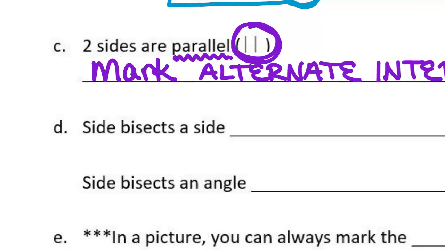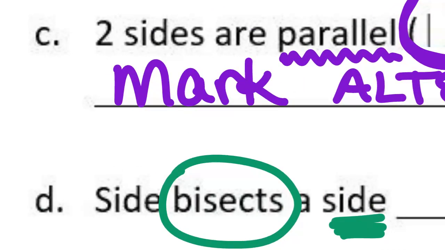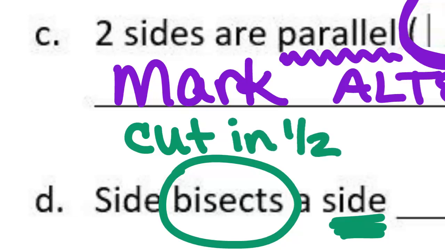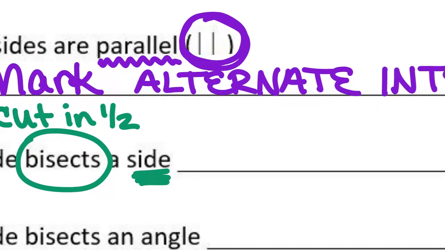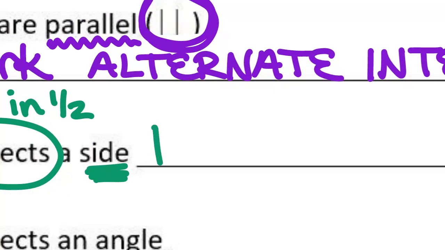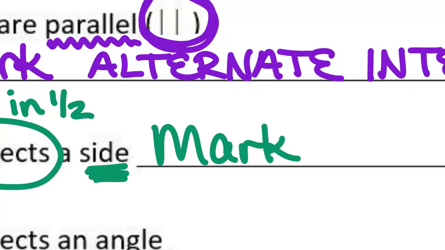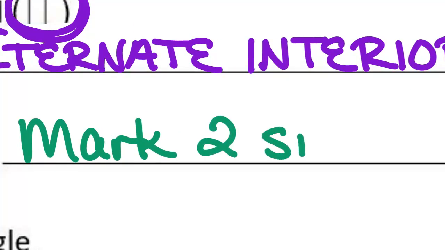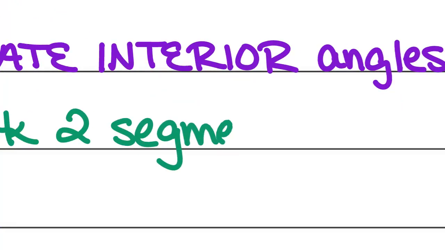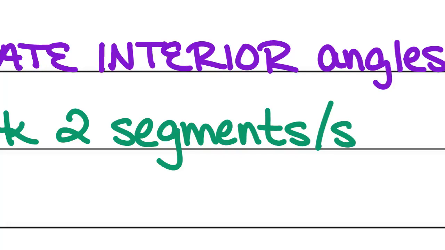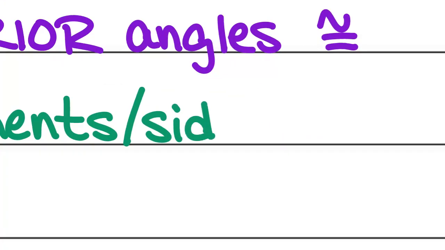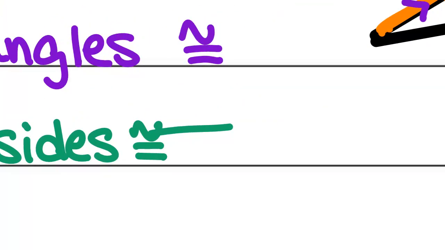If you are told that a side bisects a side, what does bisect mean again? To cut it in half. So similar to a midpoint. If I see that something is bisecting a side, I'm going to mark two segments or sides congruent, from one longer side.